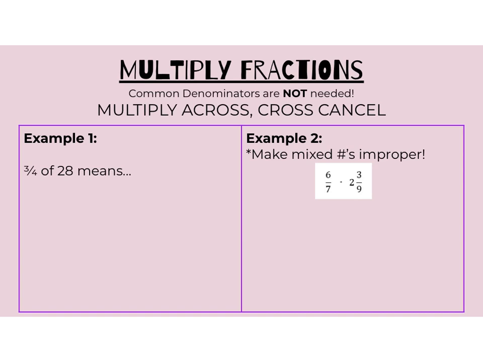Multiplying fractions. When we multiply or divide fractions, we do not need a common denominator. What we will do is multiply across and cross cancel. So number 1, 3/4 of 28.